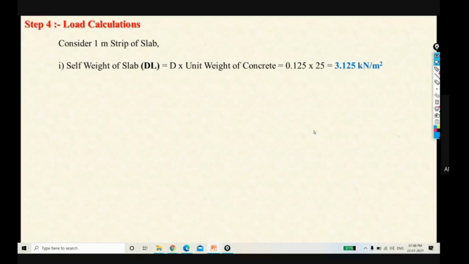Generally, what is the formula for self weight, the dead load? That is area into density, or volume into density. These are the two formulae to calculate the self weight, but it depends. If we require our load in kilonewton per meter, in that case we will consider area into density. And if we require our load in kilonewton only, in that case we will consider volume into density.